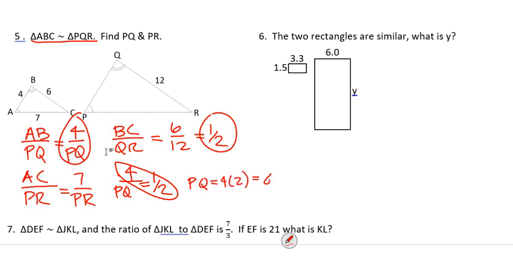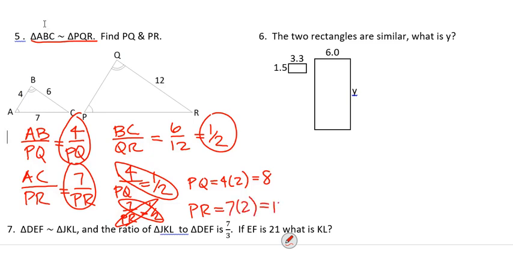Then going to do that again with this other one down here, so we're going to have 7 over PR is equal to 1/2. So here again we're going to cross multiply. So we get PR is equal to 7 times 2, which is equal to 14. All right, now number 6.